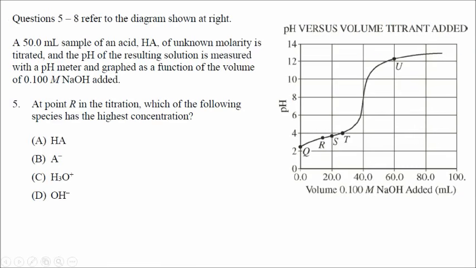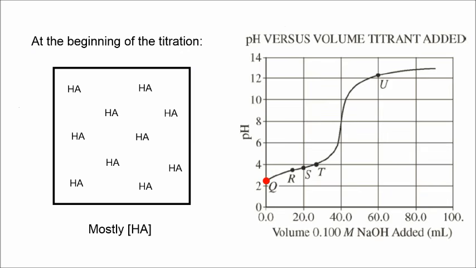All right, questions 5 through 8 refer to the diagram. This is a pH titration curve, and we're starting with a weak acid, and we're going to be titrating it with a strong base. Let's talk about the different concentrations of various species throughout all the stages of this titration.